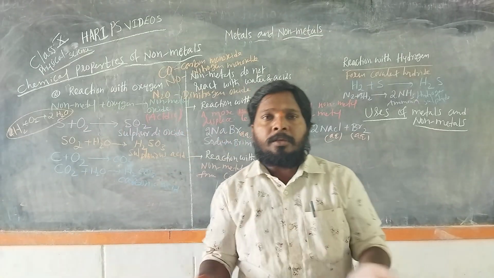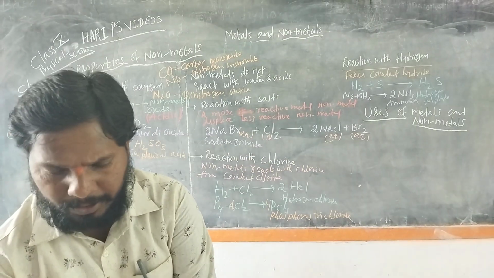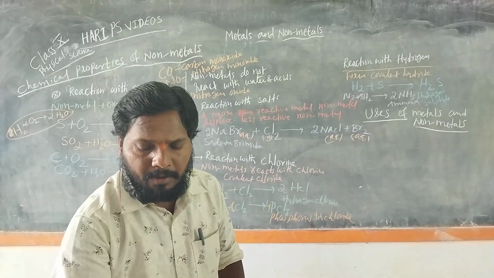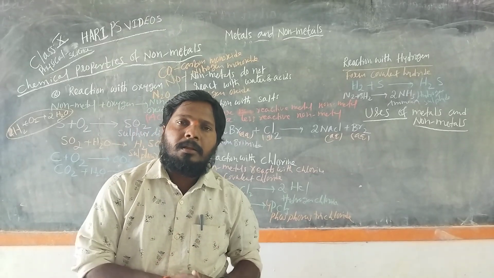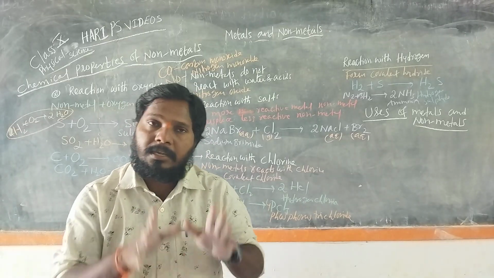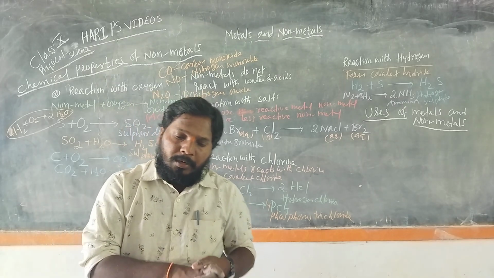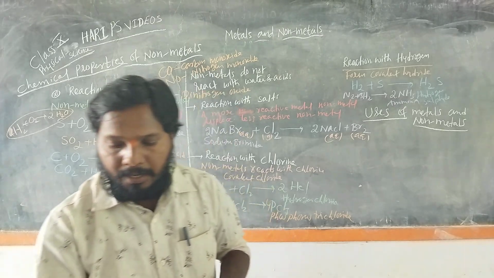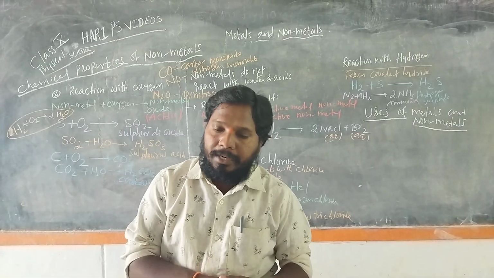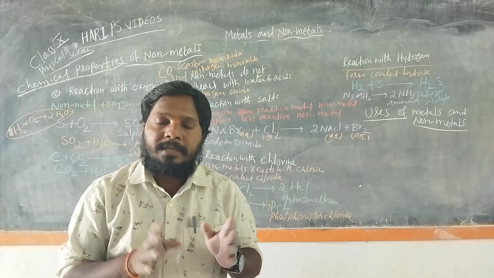We have so many uses of metals and non-metals in our day-to-day life. So let's discuss very simply. Metals are used for a large number of purposes. Some of the uses: copper and aluminum metals are used to make wires to carry electric current because they are very good conductors. Iron, copper and aluminum metals are used to make household utensils and factory equipment. Iron is used as a catalyst in the preparation of ammonia gas by Haber's process. Zinc is used for galvanizing iron.